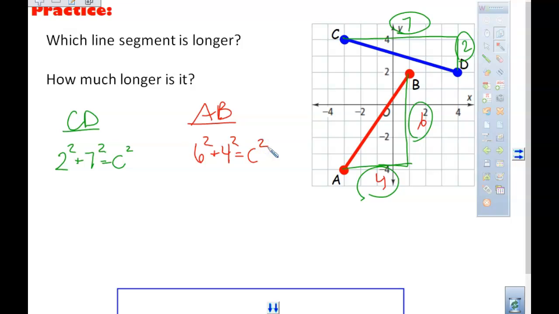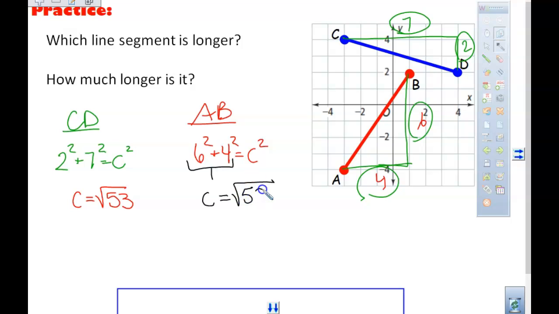49 plus 4, right? C is equal to the square root of 53. I'm going to keep it exact first. It asks me which one is longer. My AB came out with 36 plus 16. Can you put this whole thing in your calculator to just give me the one number? C is going to equal the square root of 36 plus 16, which gives us 52.